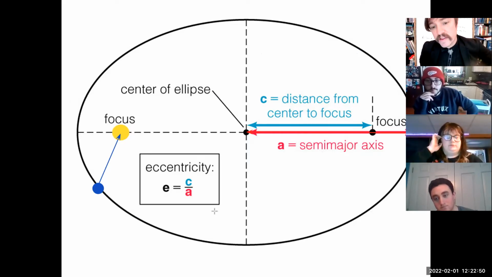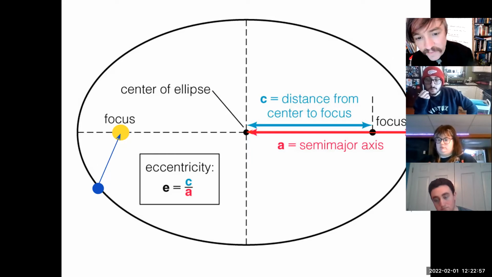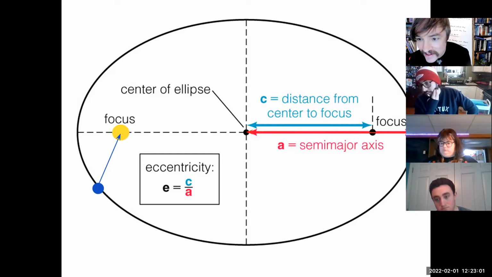But a moment ago, someone said A is like the distance from Earth to the sun. I'm trying to break that down for a second and say, well, A is a geometrical property of the ellipse, half of the major axis, but it doesn't point between the sun and the planet necessarily, right?